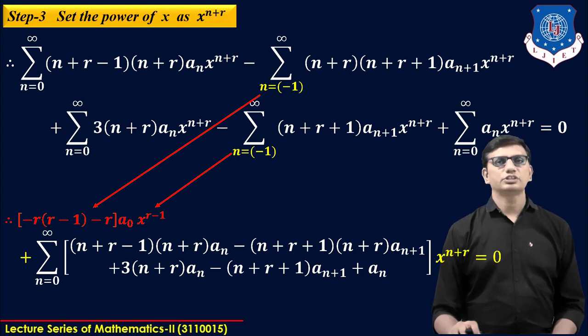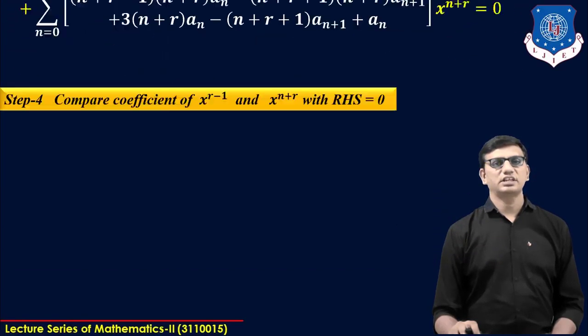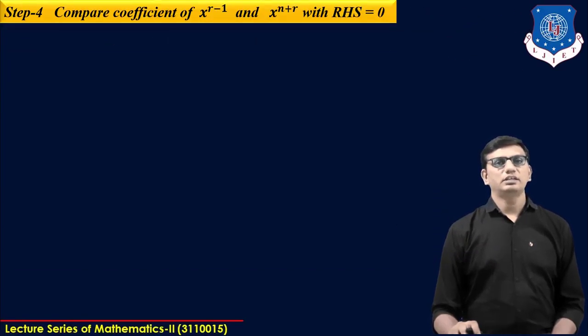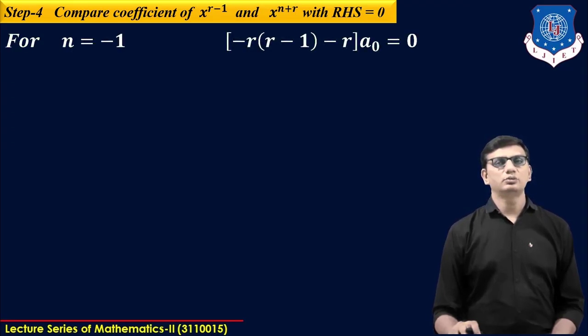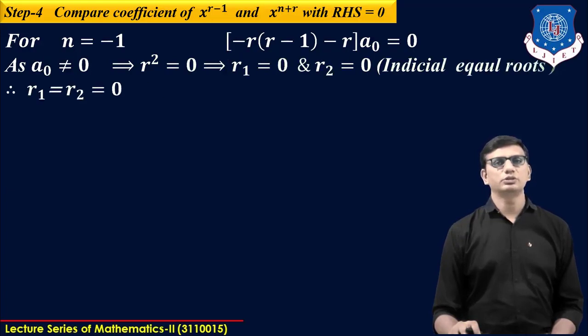Now compare the coefficient of x raised to r minus 1 and x raised to n plus r with RHS equal to 0, which is our next step. For n equal to minus 1 we get minus r into (r minus 1) minus r a0 equal to 0. We have a0 not equal to 0, therefore r square equal to 0. That implies r1 equal to 0 and r2 also equal to 0. We have initial equal roots. Now r1 and r2 are equal, so we have case number 2 in the Frobenius series method.